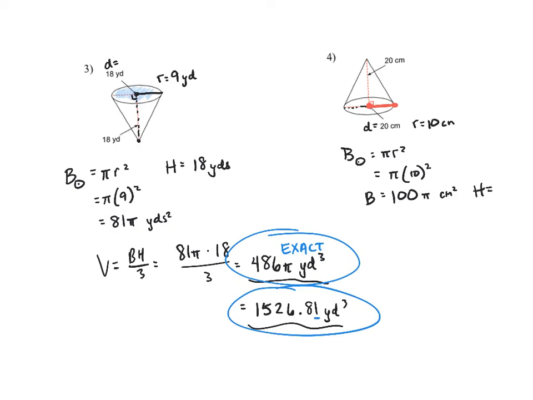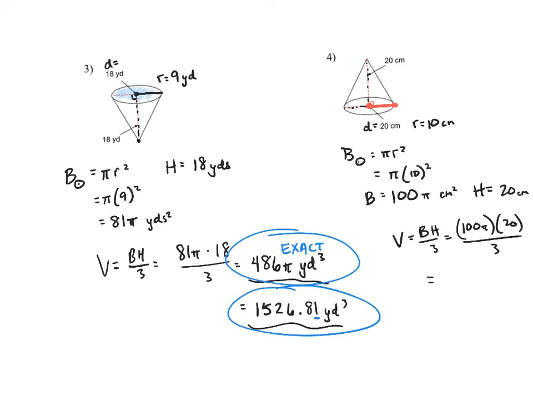And then H, my height, is the perpendicular distance from the base to the tippy top. And that's going to be 20 centimeters. So I've got my base, I've got my height. My volume is big B times big H divided by 3. That is 100 pies multiplied by 20 and divided by 3. So my volume is going to be a big number.